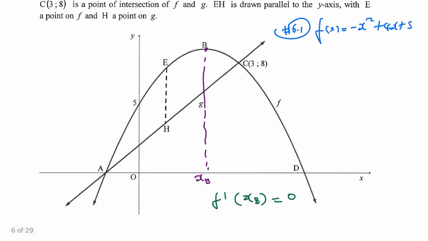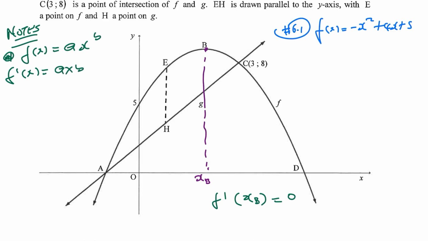And then to find the first derivative, let me give you some notes, okay? Say you have f(x) equal to a x to the power b. So the first derivative of this is a times b times x to the power b minus 1. And also, the derivative of a constant is just 0. So we're going to be using this throughout the notes, right? So let's go.